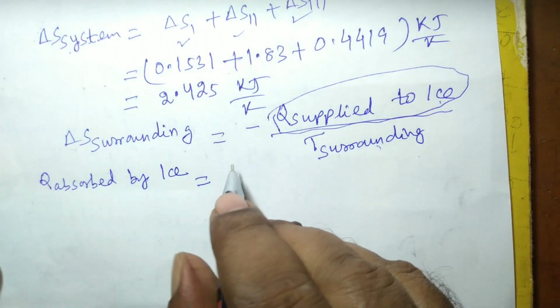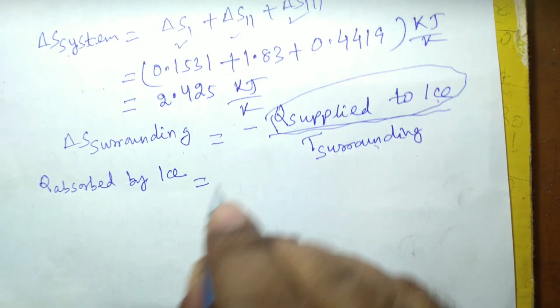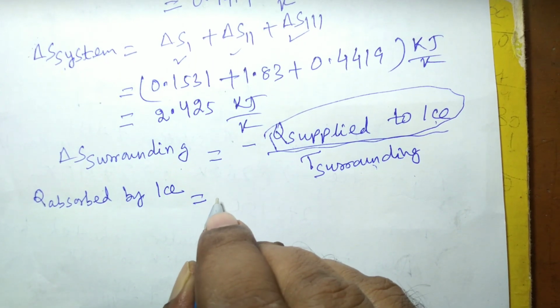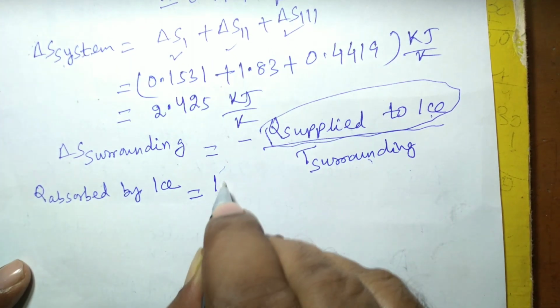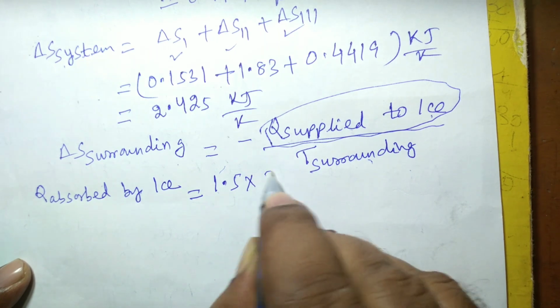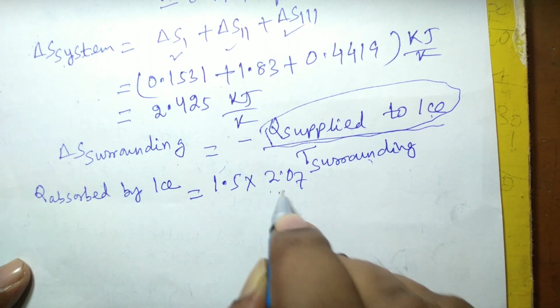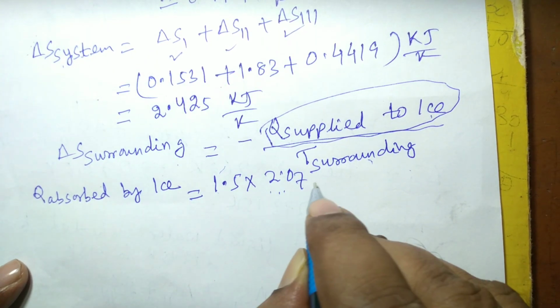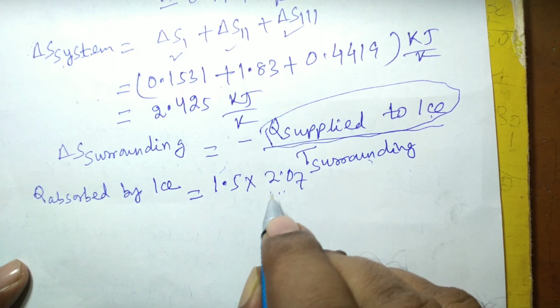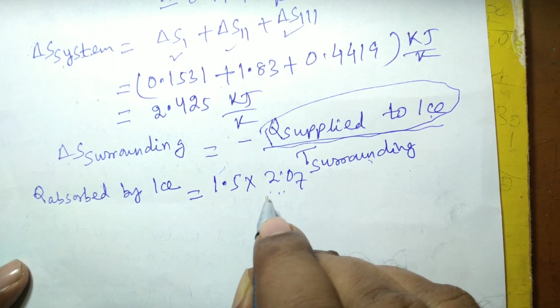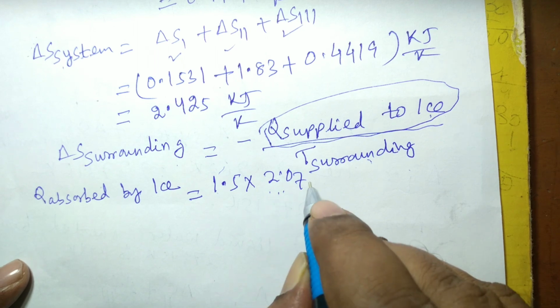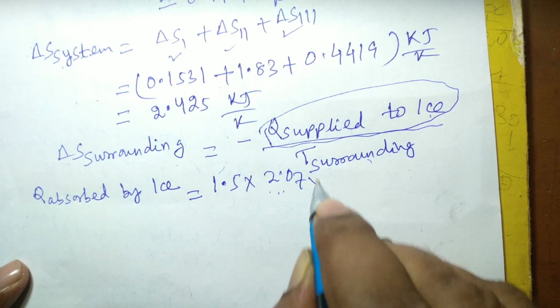First, when it is heated from 260 to 273.15, you consider the specific heat of ice only. So for that, 1.5 multiplied by 2.07, because this is the specific heat of ice. When the substance is in solid state, the specific heat is 2.07 kilojoule per kg Kelvin.